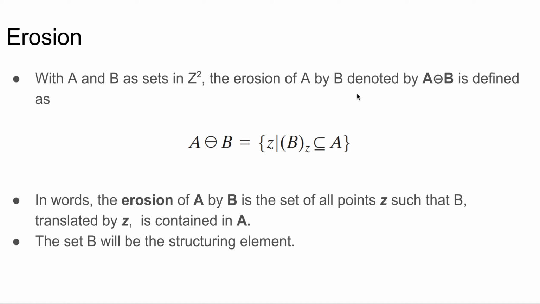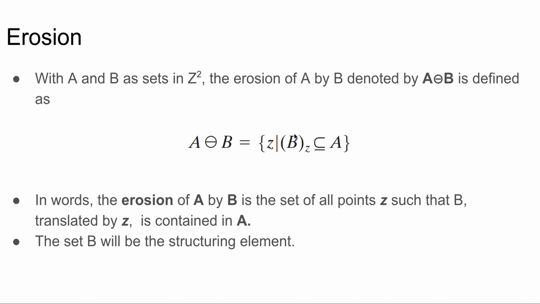The erosion of A and B is denoted by A erosion B. So you have to read this symbol, that is the symbol minus within a circle, as erosion. So A erosion B is defined as A erosion B is equal to Z such that the B_Z is a subset of A, or the B_Z is completely confined inside the set A.